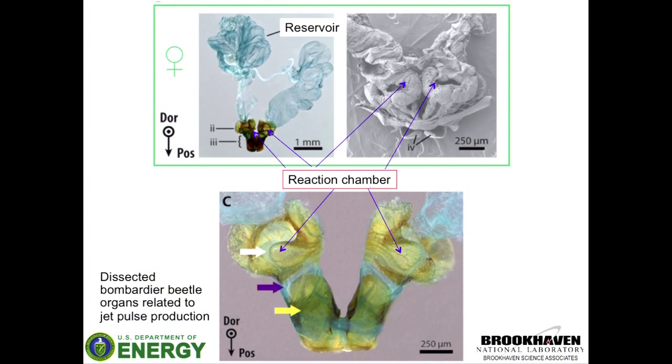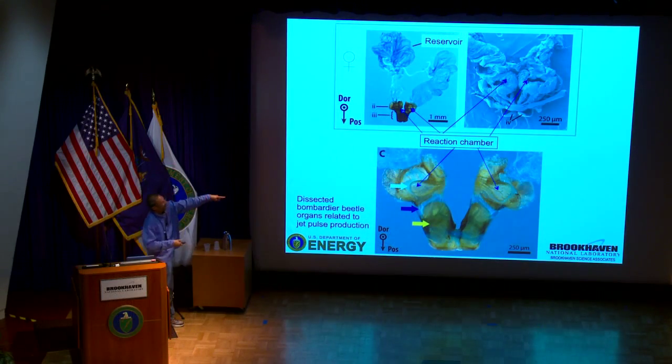If you cut the animal open and extract them, this is what it looks like. Here's the reaction chamber. Here's the reservoir, okay? This is the rear of the animal, so the noxious jet pulses come out here. You can see that they're not very big. It's less than a millimeter across. And one thing I want you to notice is this funny Mickey Mouse-like ear structure of the reaction chamber.